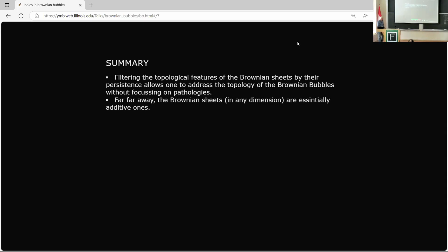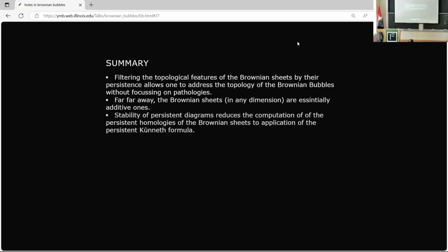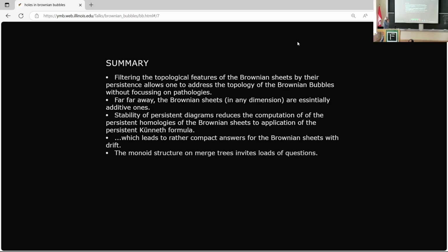So additivity is the key tool, and again, stability of persistence diagrams turns out to be very important. And my last thing is that we have this new additive structure on the merge trees, which definitely deserves to be investigated, especially by this community. Okay, with this I will stop.